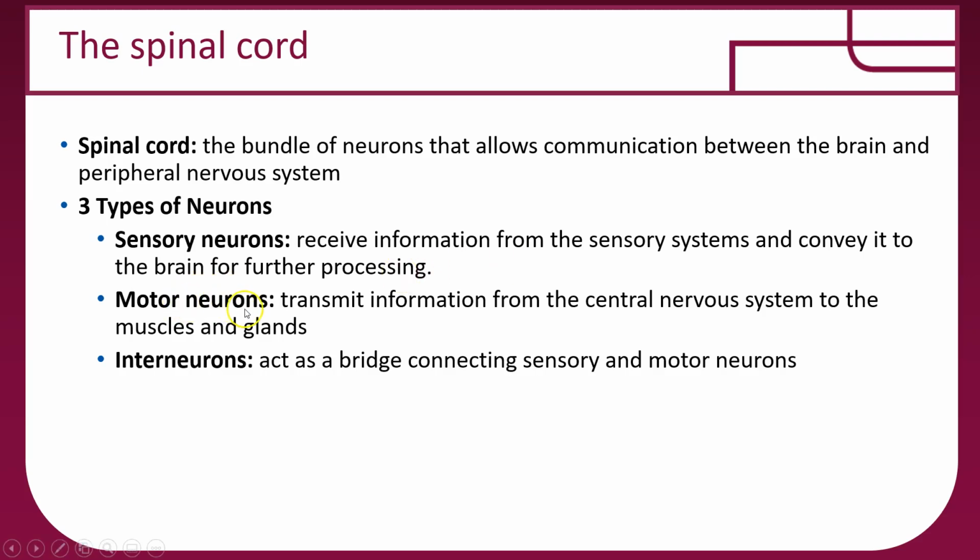We have motor neurons. Motor neurons transmit information from the central nervous system to your muscles. So this is information that's going from your brain. Your brain is saying, move your leg, and this motor neuron is going to get the message and then move your leg. So the motor neurons are sending information from the brain to the muscles. And then we have interneurons that connect the sensory and motor neurons.